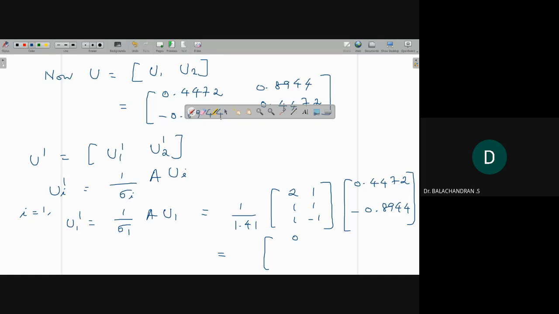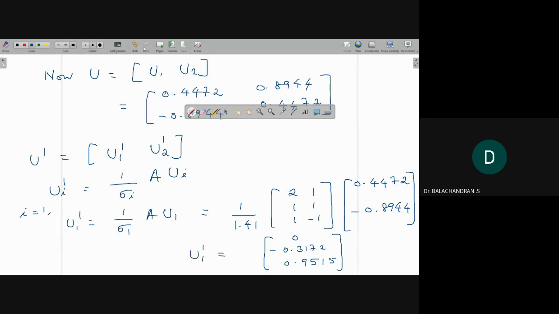0, minus 0.3172, and then 0.9515. Okay, so this is U1 dash. So next you should find what?